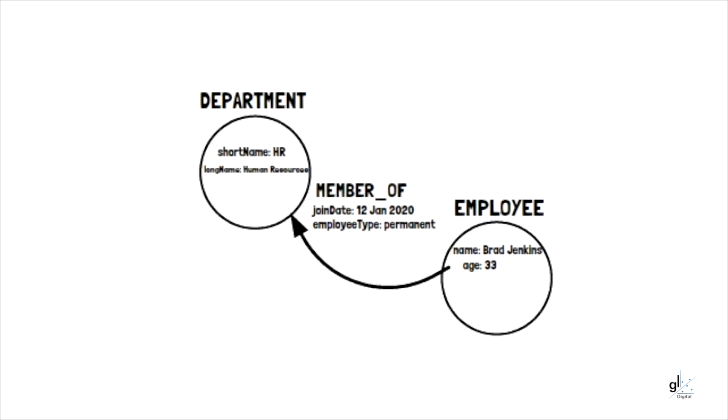So you can see that this is a very human-readable representation of data. The fact that this employee is a member of the HR department is clear through appropriate labeling and properties. So Brad Jenkins is a member of the HR department. We are able to add properties to the relationships themselves. So the member of relationship has a join date property as well as an employee type property. You can see by this data when this employee joined the department and that this employee has a permanent role and is not, for example, a contractor.